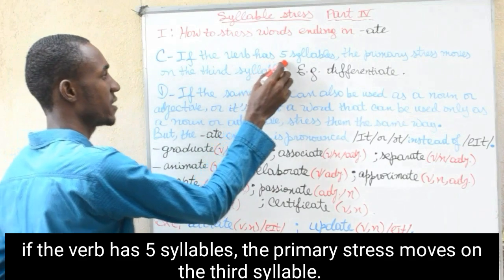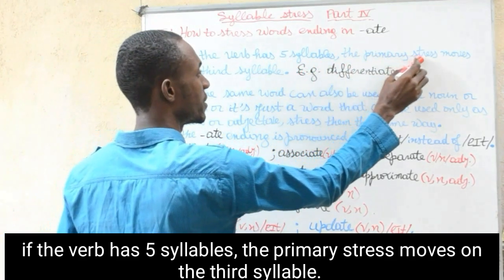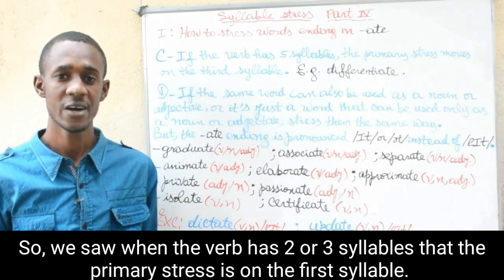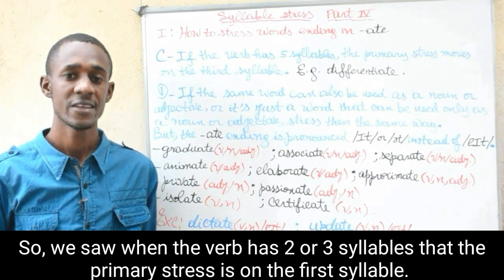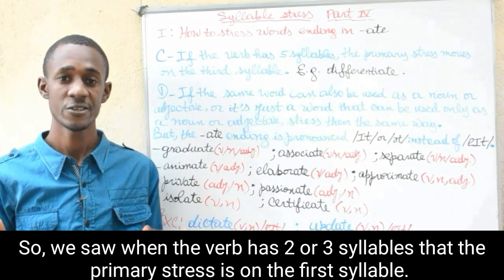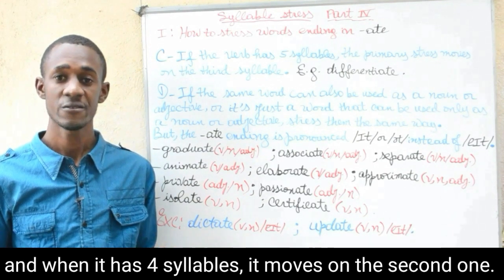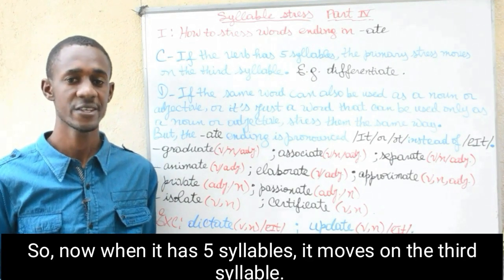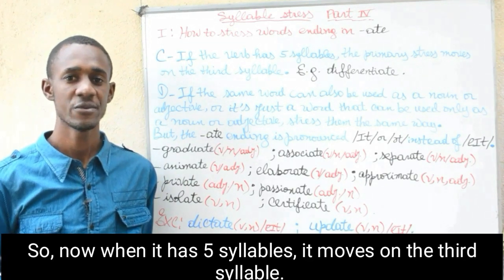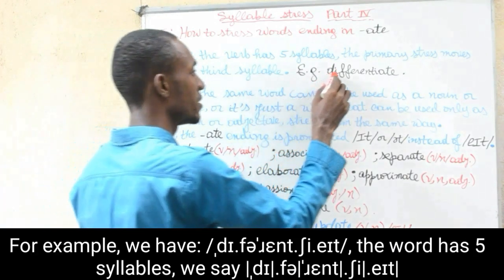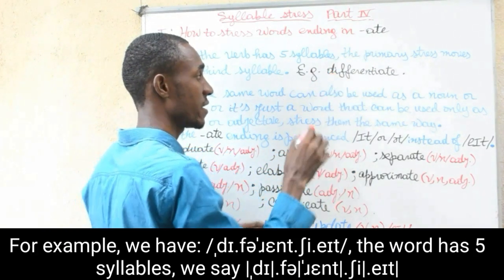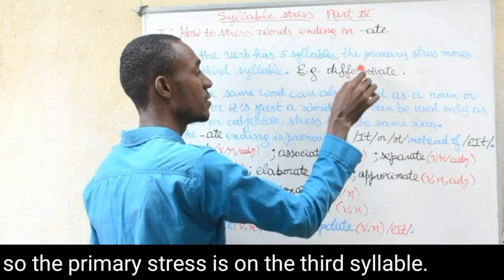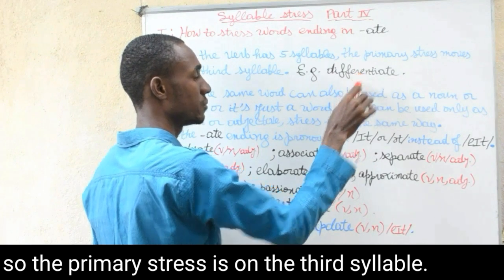If the verb has 5 syllables, the primary stress moves on to the third syllable. We saw when the verb has 2 or 3 syllables that the primary stress is on the first syllable, and when it has 4 syllables, it moves on to the second one. Now when it has 5 syllables, it moves on to the third syllable. For example, we have differentiate. The word has 5 syllables. We say differentiate. The primary stress is on the third syllable.